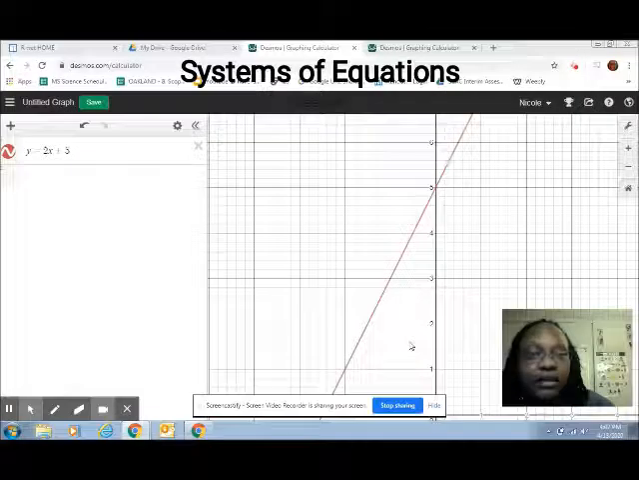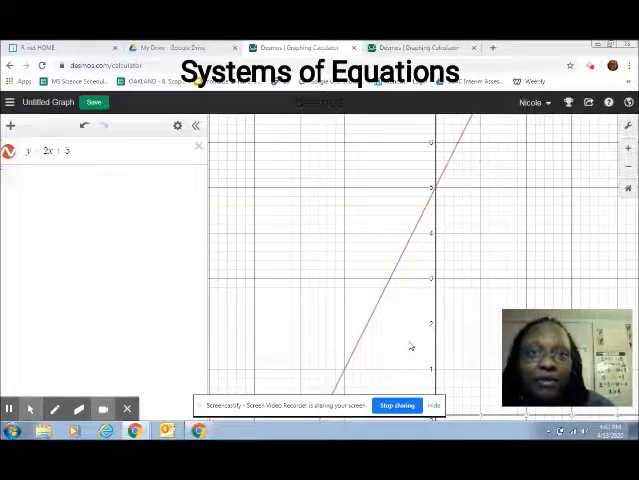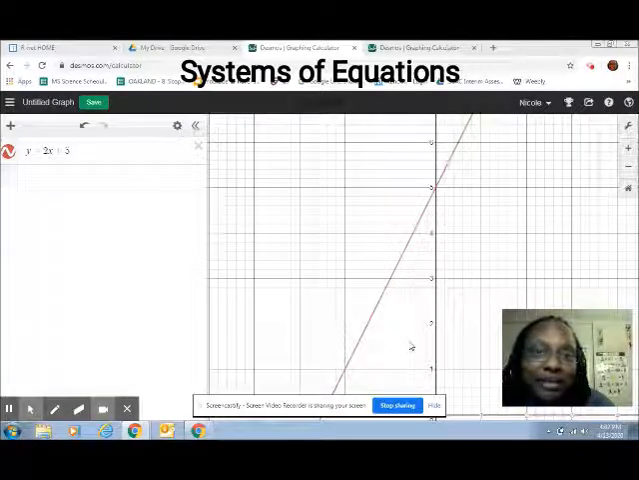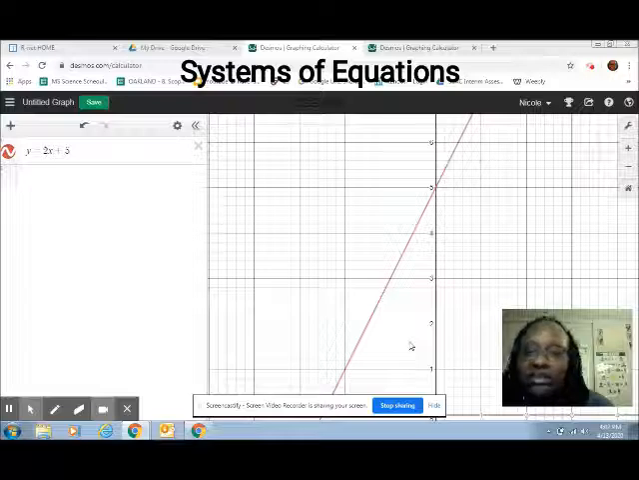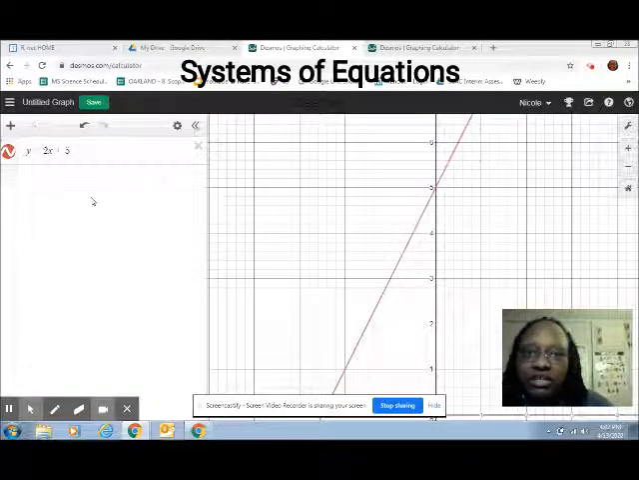This week we're learning about systems of equations. What the heck does that mean? What is a system of equations? Well, let's just take a look at one equation. This equation we have here is y equals 2x plus 5.